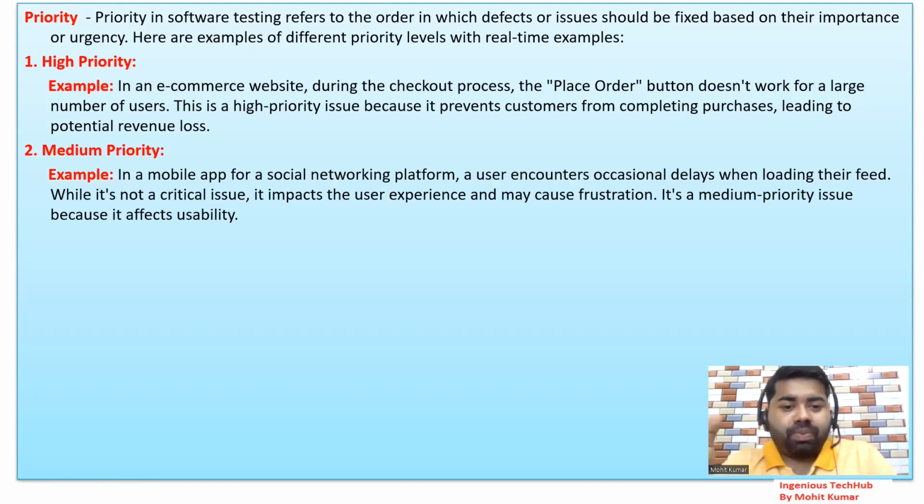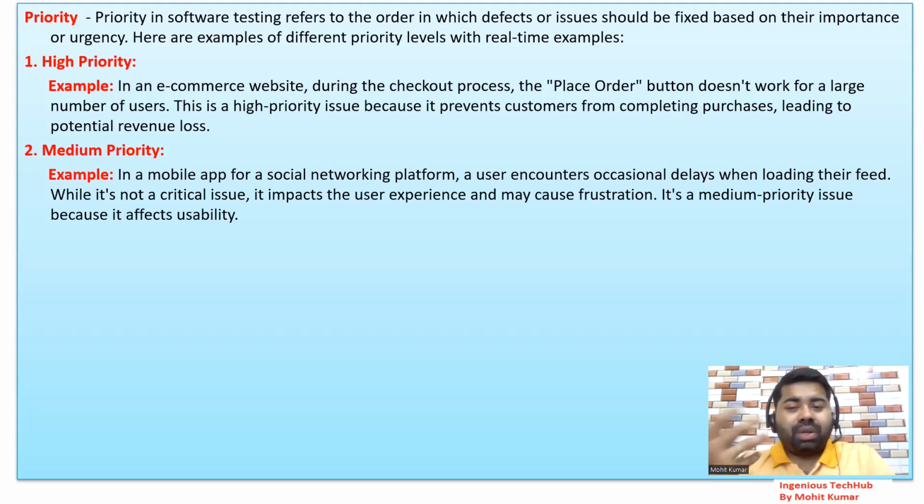Medium priority. So in medium, what will happen? I have given an example of a mobile app, a social networking platform, where a user encounters an occasional delay, a loading issue. You are using some mobile app like Facebook, and when you try to open the Facebook app, it's taking more time to load, right?